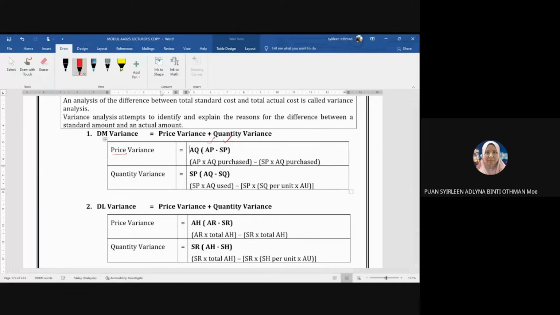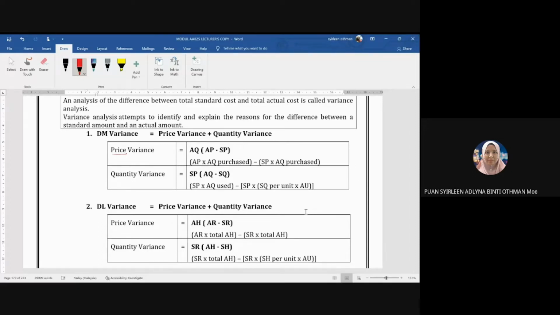Okay, alright. Next, we go to direct labor variance. Okay, direct labor variance pun dia kalau awak tengok dekat sini macam direct material variance. Sama kan? Sebab dia price variance plus quantity variance. Yang ni price variance plus quantity variance. Cuma dekat direct material variance, your price and quantity tu merujuk kepada bahan mentah. Whereas for direct labor ni, your price and quantity tu merujuk kepada rate untuk labor dan hours. Okay? Sebab kita kerja ikut jam kan? So dia merujuk kepada hours untuk labor. Okay, the hours used to produce the product.